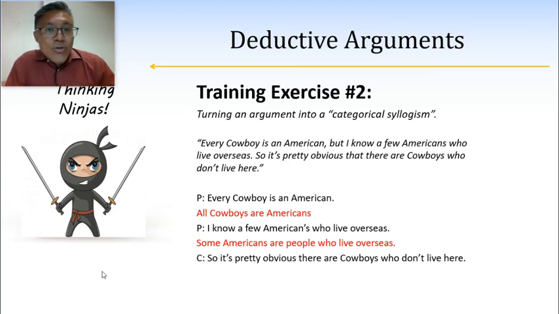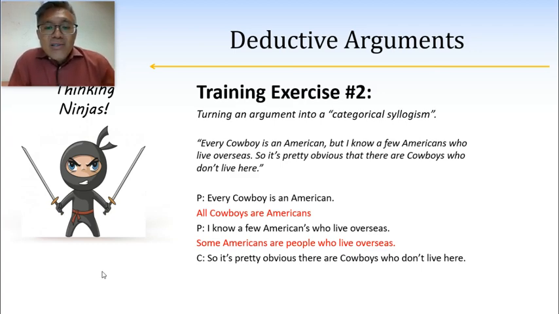So when we take a look at the conclusion, it's pretty obvious there are cowboys who don't live here. Well, can you restate that as one of our four standard categorical claims? Is it an I? Is it an E? Is it an A? Is it an O? Are they talking about all cowboys? It doesn't say anything about all cowboys. We're talking about some cowboys? Yeah, that's how it's phrased. It's talking about some of them, right? It's talking about some cowboys.